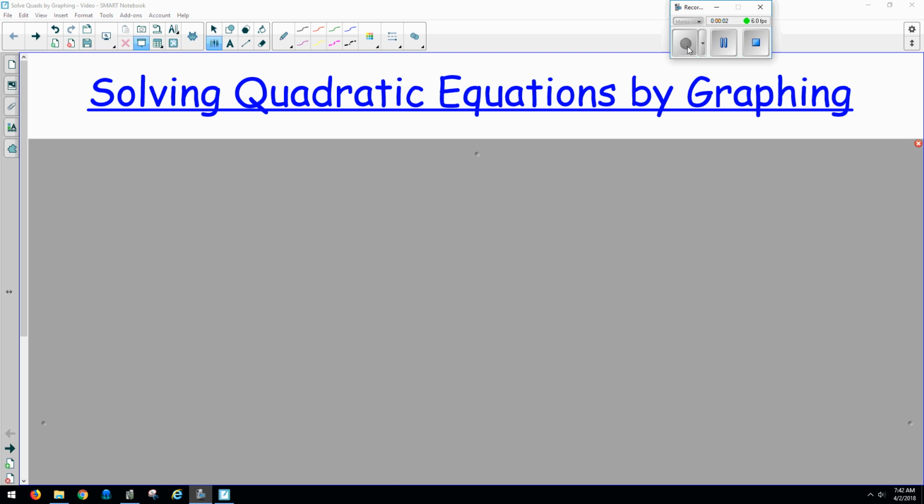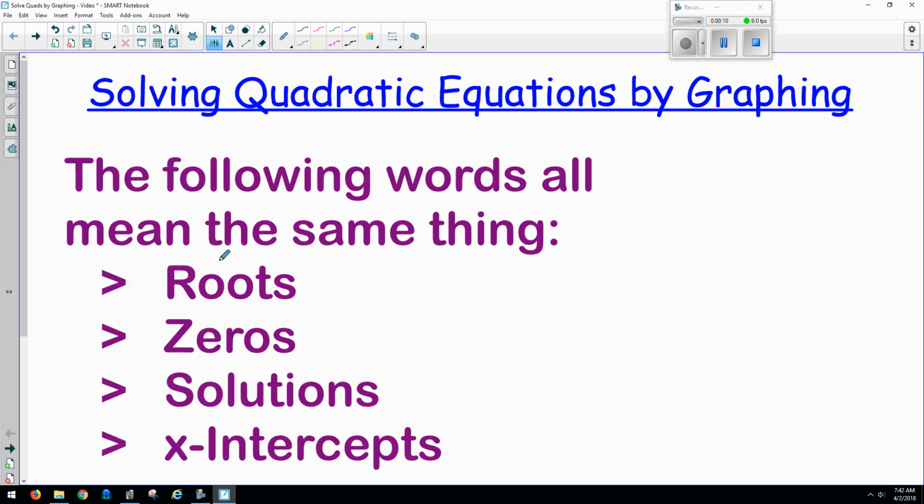There's a few different ways to solve quadratic equations. Today we're going to talk about solving them by graphing. But first we're going to get some vocabulary down. So these four words right here all mean the same thing: roots, zeros, solutions, x-intercepts. It all means where the graph crosses the x-axis.